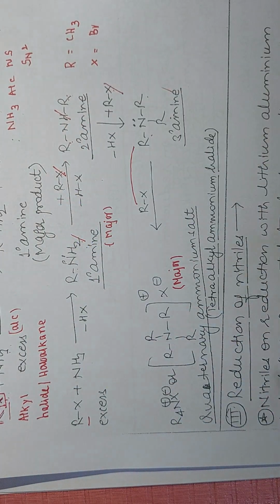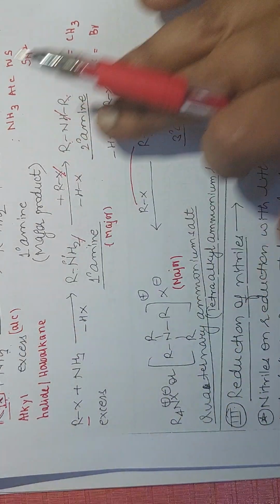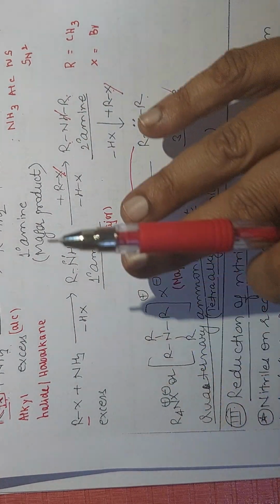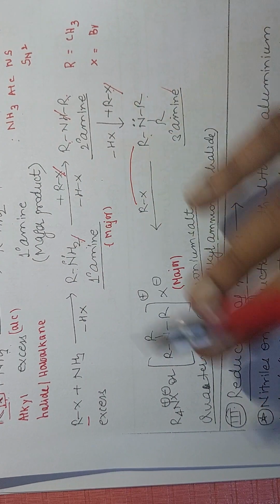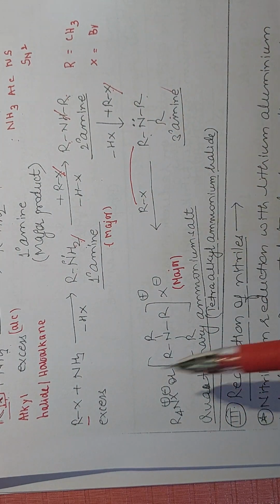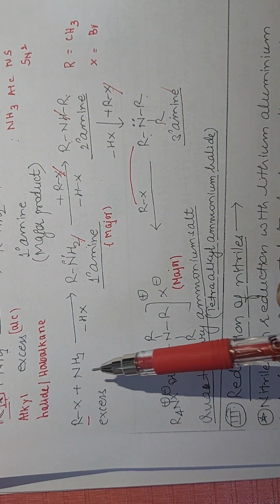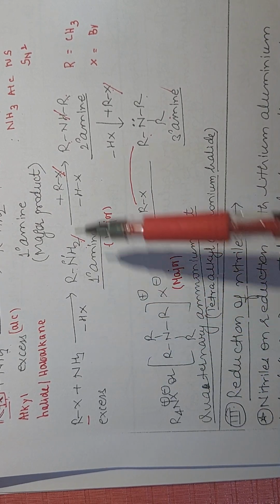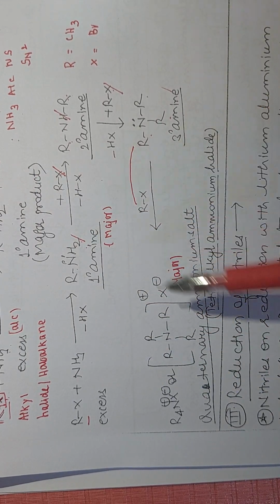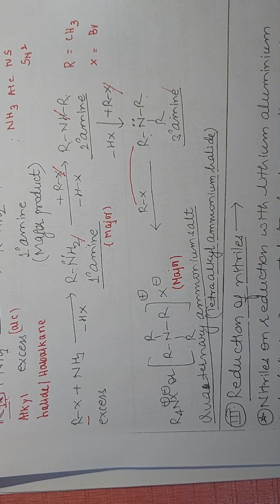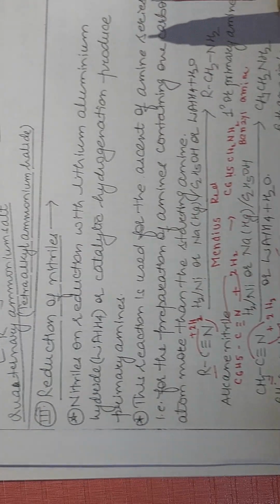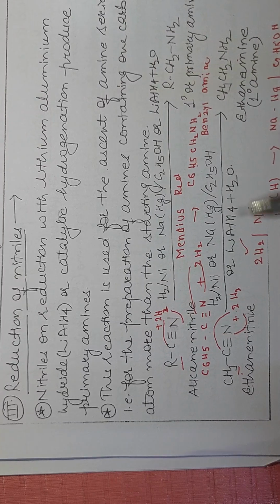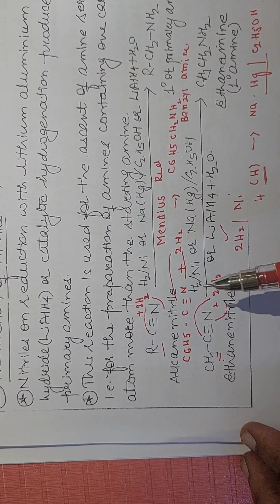And the disadvantage of this method is all the amines are obtained in a serial way and their separation is quite difficult. And the next point, if we use excess of ammonia, we will get primary amine. If we use excess of alkyl halide, we will get quaternary ammonium salt. And the last method of preparation of amines is reduction of nitriles.